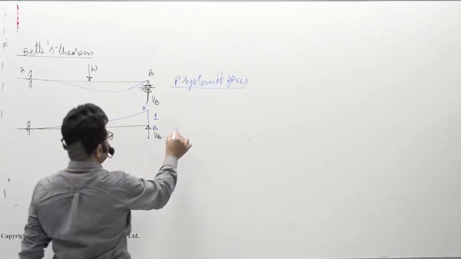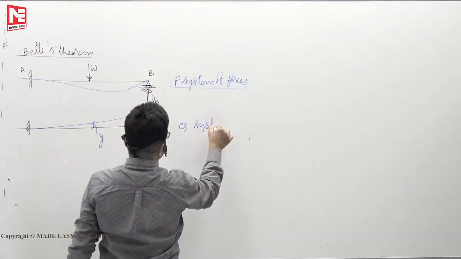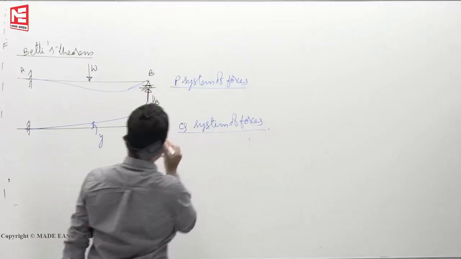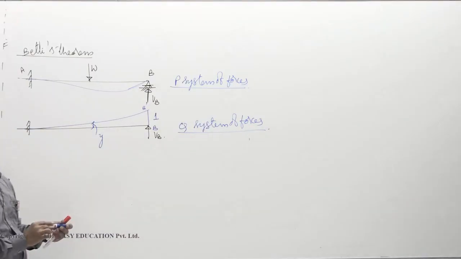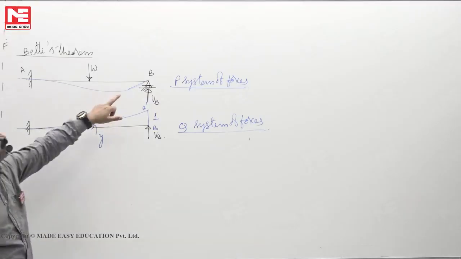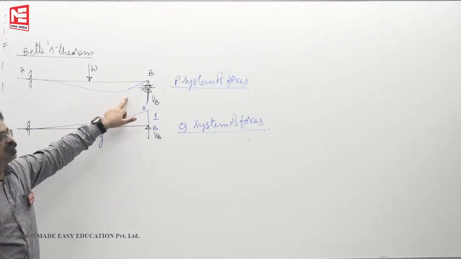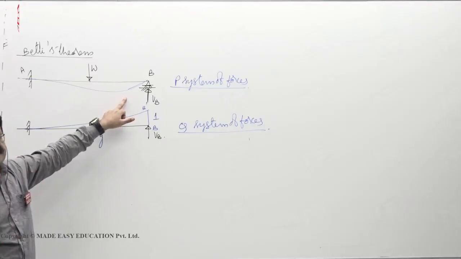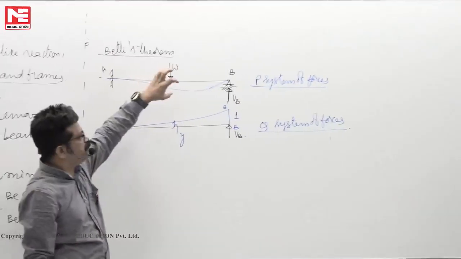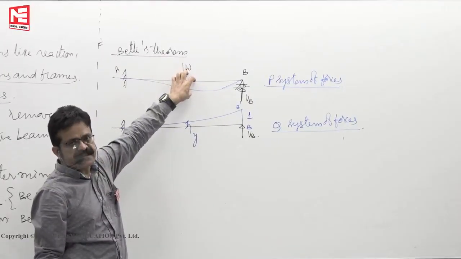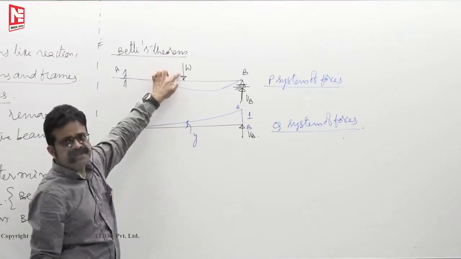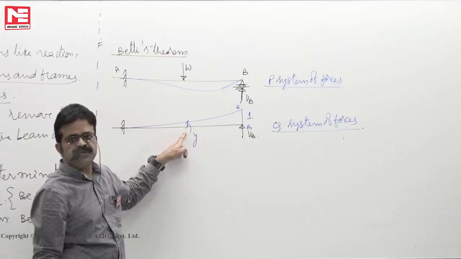This is the Q system of forces, where in this Q system only VB is acting. Now what is Betti's theorem? Work done by the P system of forces, then the displacements must be taken from the Q system. Reciprocal means that. So take the P system of forces and take the deflections in the Q system of forces. W is the P system of forces, deflection in the Q system.